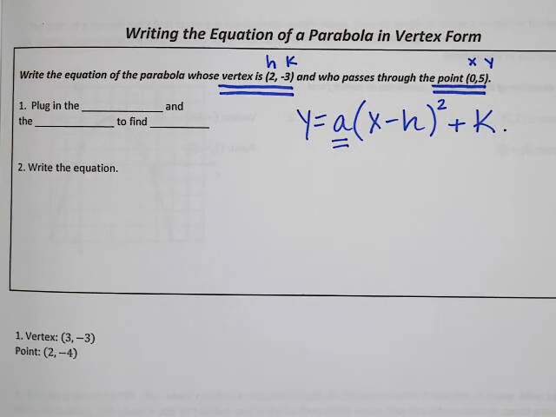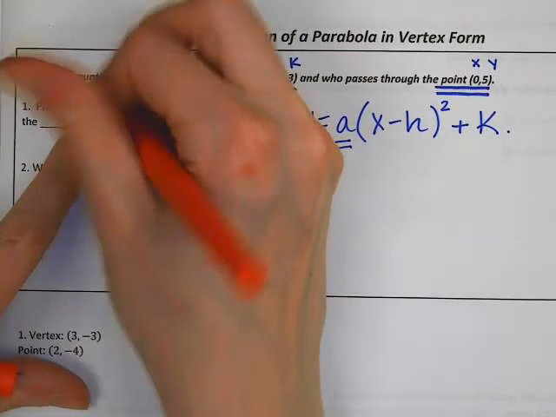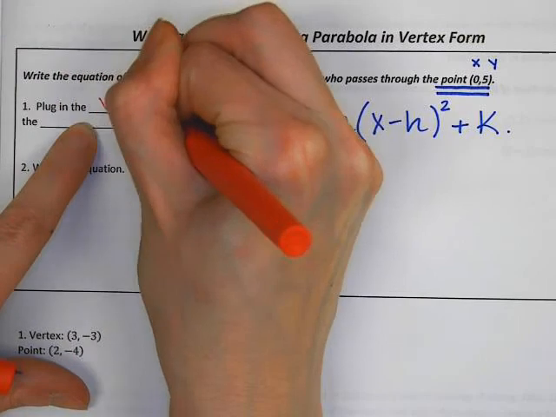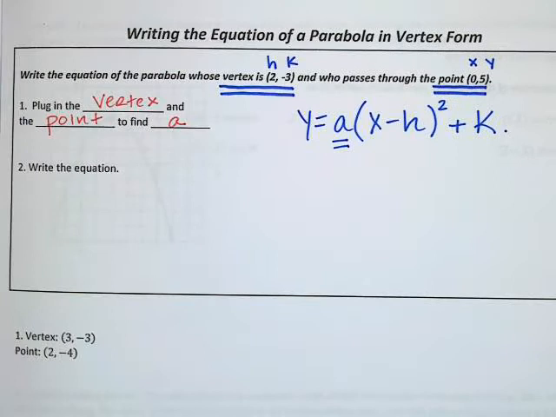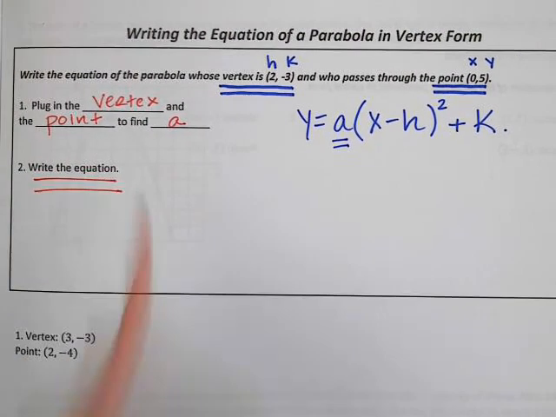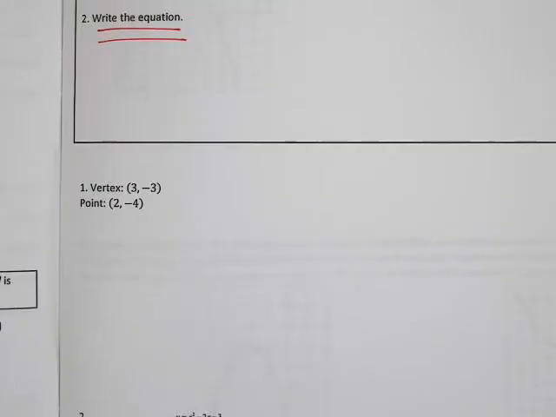Okay, so here's the steps. You're going to plug in the vertex and the point to find a. And then once you have a and everything else, you get to write the equation. Okay, so let's try one. So number one.